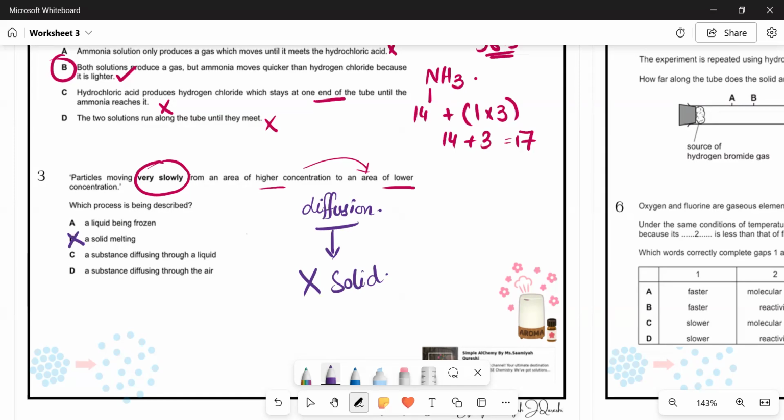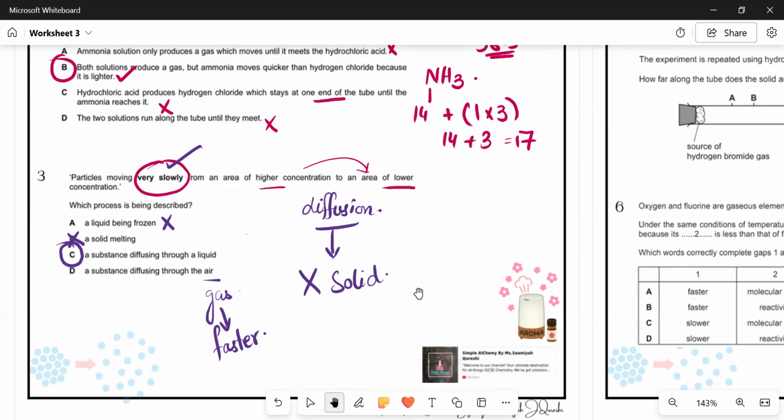Okay, the liquid being frozen. Again, solidification. There is no diffusion in solidification when it is frozen. So these two remain: substance diffusing through a liquid and substance diffusing through the air. Now, air is a mixture of gases, liquid and gas. Very slowly, diffusion is slower in liquids as compared to gas because gas particles move faster and liquid particles are much slower as compared to gas particles.